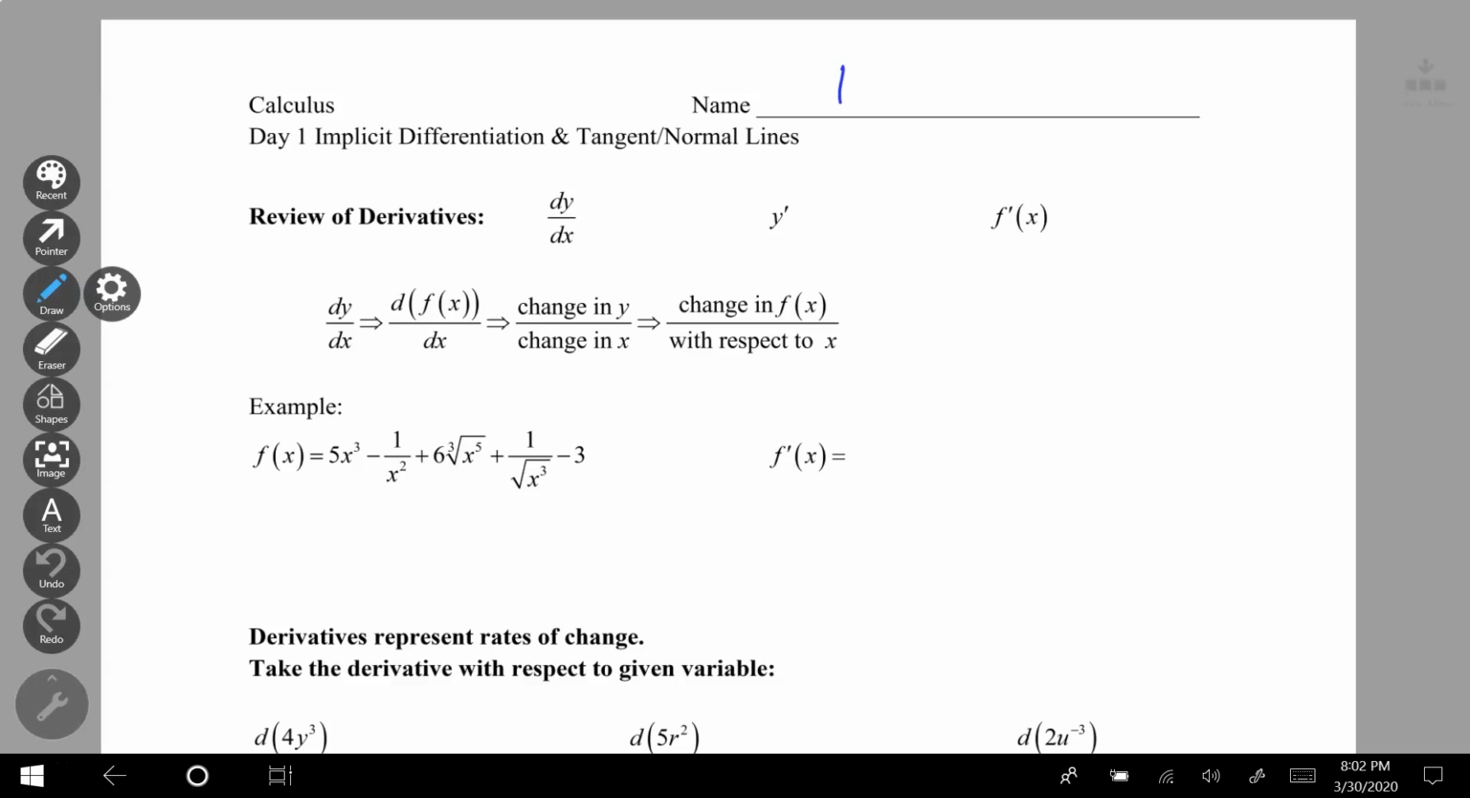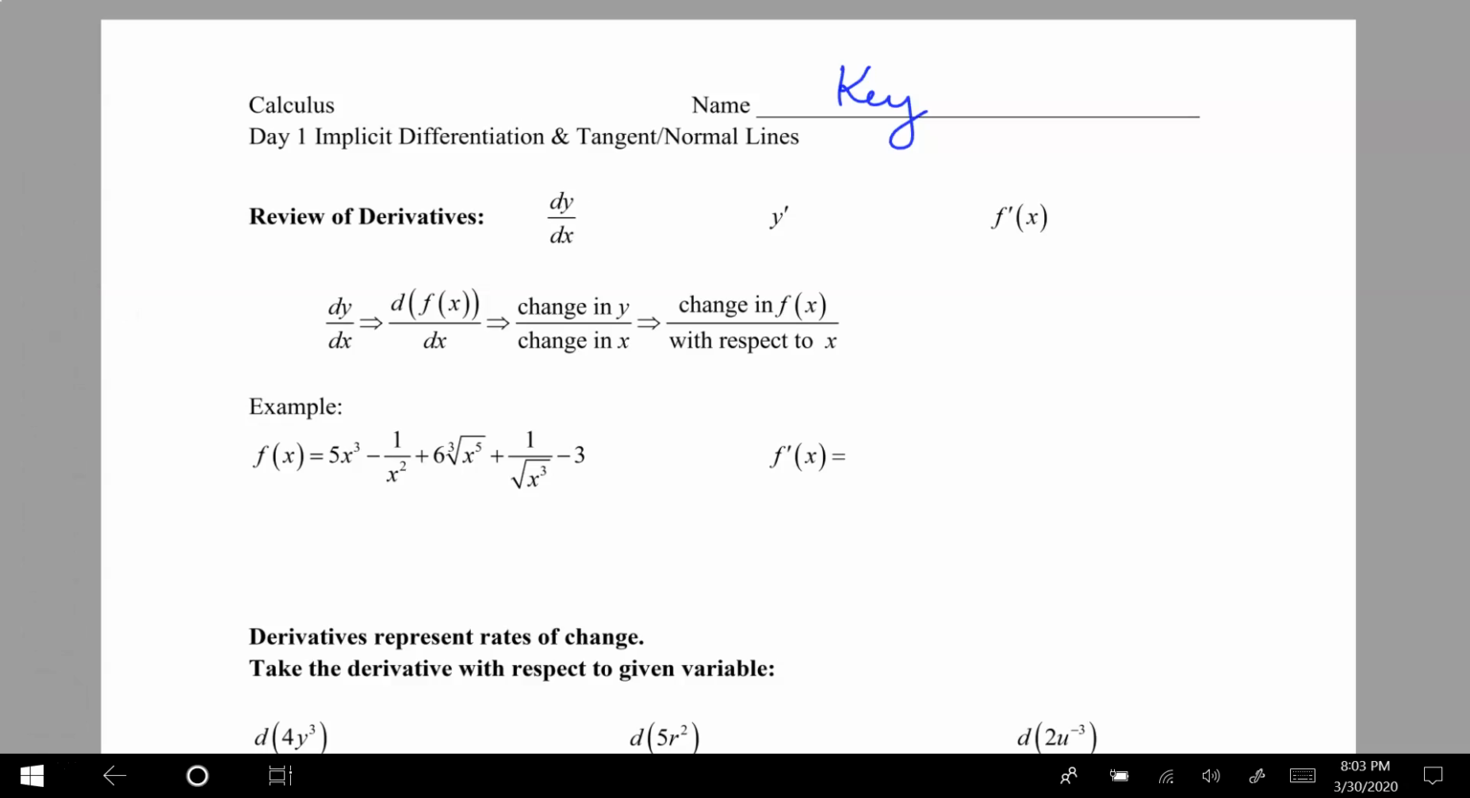So day one, I'm going to put my key here, and we're going to talk about reviewing derivatives. dy over dx, or y prime, or f prime of x, these are all derivatives. They are the change in y to change in x, or better yet, the change in the function with respect to the variable x.